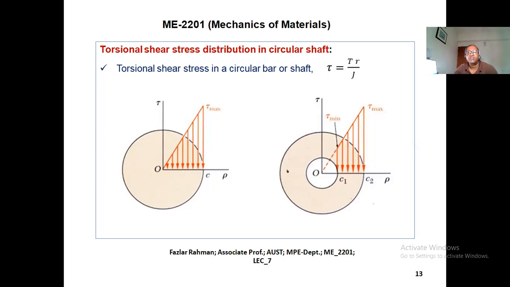So this is the torsional shear stress distribution in a circular shaft. Sometimes we put a question for 2 marks: what is the distribution of shear stress in a hollow shaft or in a solid circular shaft? Okay. So we can stop right over here.